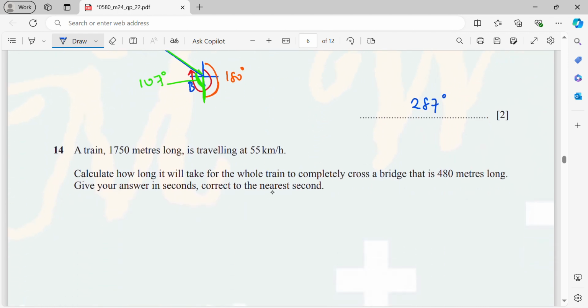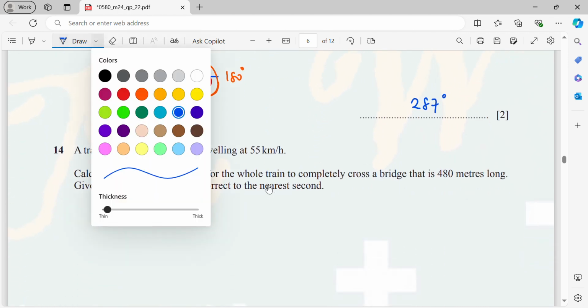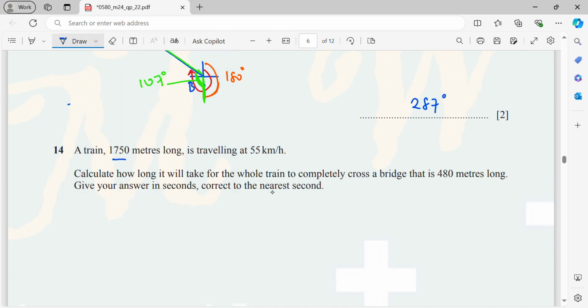Question 14. A train 1,750 meters long is traveling at 50 km per hour. Calculate how long it will take for the whole train to completely cross a bridge that is 480 meters long. Give your answer in seconds, correct to the nearest second.